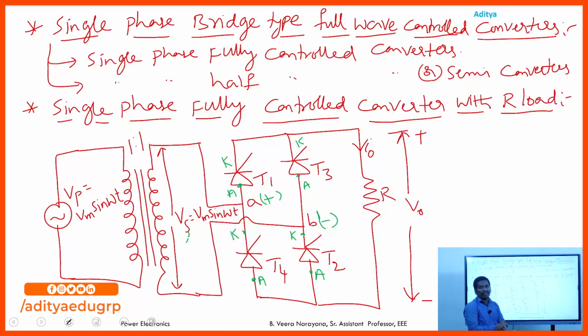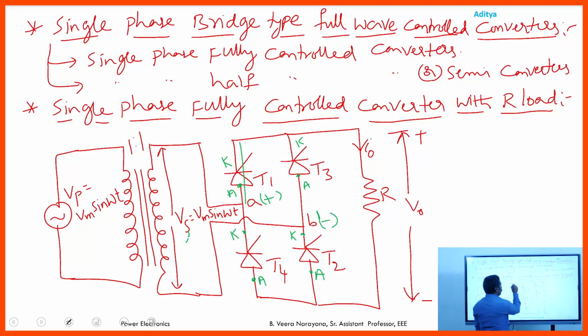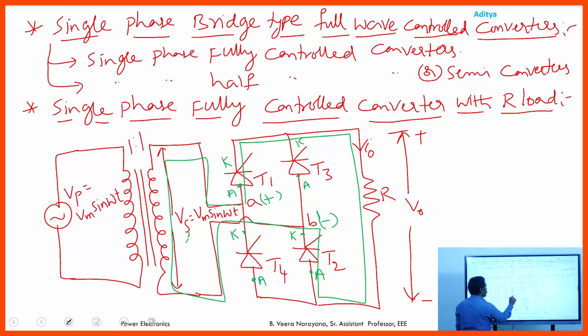At omega t equal to alpha, we provide the gate pulse to the T1 and T2 by using some external firing circuit. At the same time, we provide the firing pulses to the T1 and T2. Then T1, T2 come to the on state. If T1, T2 are in the on state, then the source voltage VAB is simply transmitted to the load, and the current flow through the circuit is given by A plus, T1, resistive load, T2, B minus and source, like this. Here this is the current flow through the circuit.